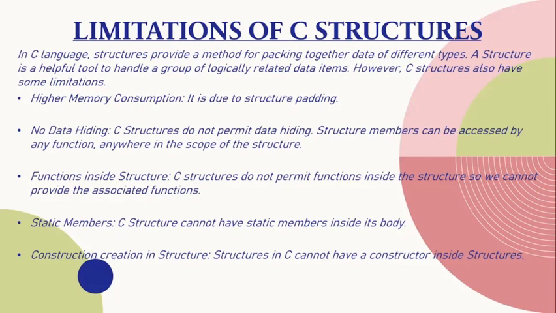Static members. C structures cannot have static members inside their body, which means that a C structure cannot have a constant value or static functions inside it. So they do not support static members. Constructor creation in structures: structures in C cannot have a constructor inside a structure. So structures in C do not support constructors, which are used to initialize variables. These are the few limitations of structures in C language.